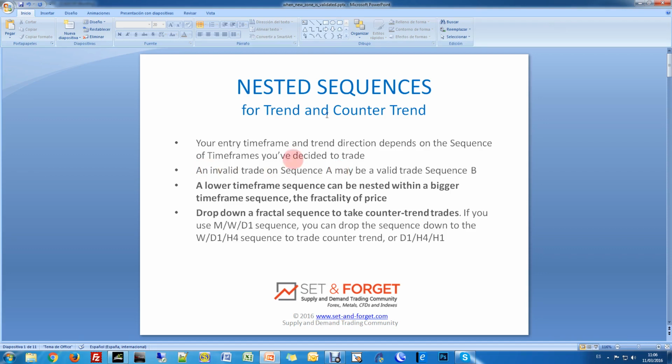Then, if we are talking about nested sequences, I'm going to do some talking on this, and then we'll go straight away to the charts, okay? If you decide to trade a sequence of 3 time frames, for example, a monthly, weekly, daily sequence, an invalid trade on your sequence, on sequence A, the one that you have decided to trade, may be a valid trade on sequence B, because you could have a nested sequence.